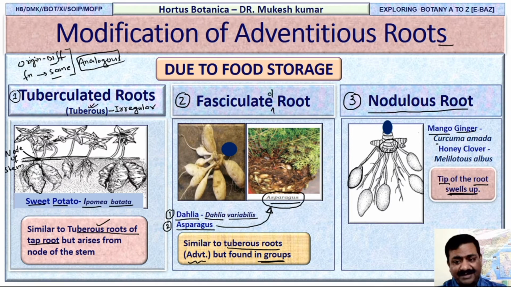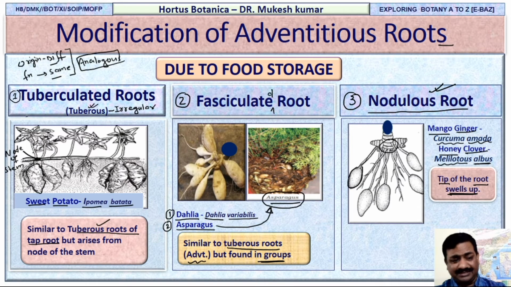The scientific name is Curcuma amada. Another example is honey clover, which is also given in our NCERT examination, and you will find it in NEET also. It has been asked which family Melilotus alba belongs to, and what the nature of its root is. Yes, the nature of the root is nodulous. Mind well, all these three arise from the node of the stem.